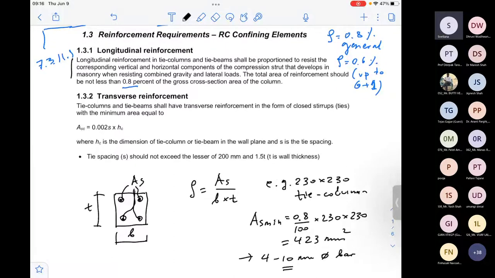So anyways, this is the topic of longitudinal reinforcement. Transverse reinforcement in tie columns is covered in the section, this is now all together, longitudinal and transverse reinforcement is in 7.3, so it is just all together 7.3.11.2 and 7.3.11.3, so that is where you have it. So here it's interesting that in terms of the minimum area of transverse reinforcement, it is based on volumetric ratio, you know, for confinement.